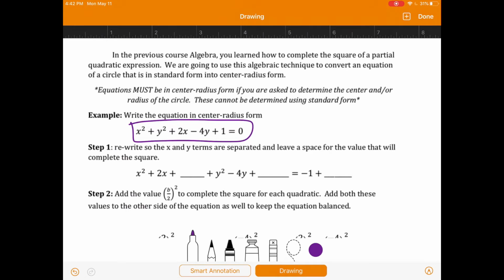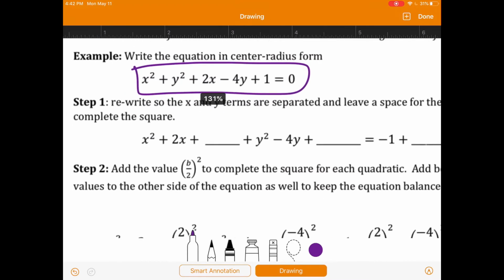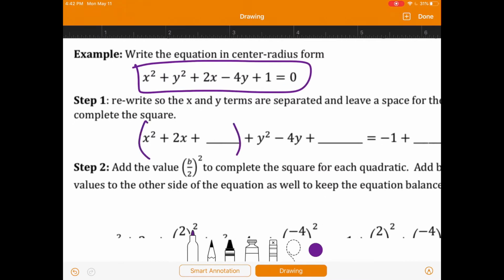So we're going to remove the standard form version of this, and we're going to write it in center radius form. So that means write it so that you can figure out the center and the radius. And the way we're going to do that is we're going to complete the square. Okay, this is going to be a little bit different than what you're used to because now we're going to complete the square for 2 different quadratics at the same time. Because we have the x's over here and the y's over here.